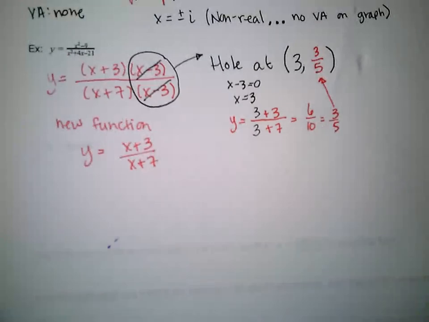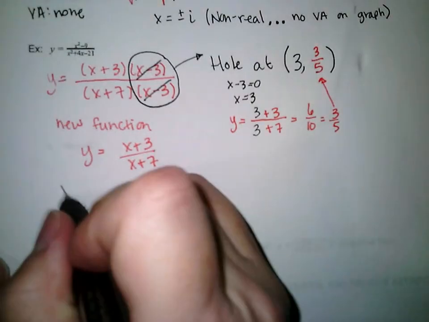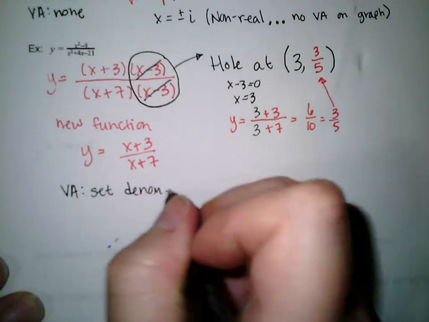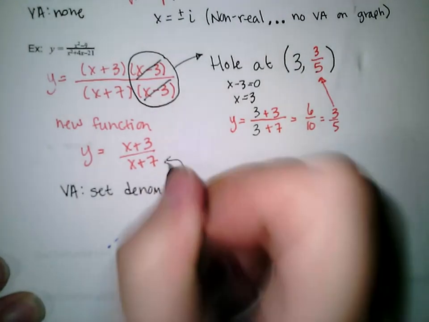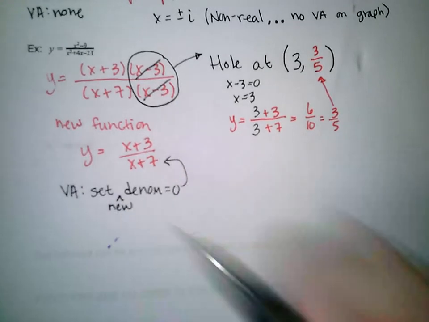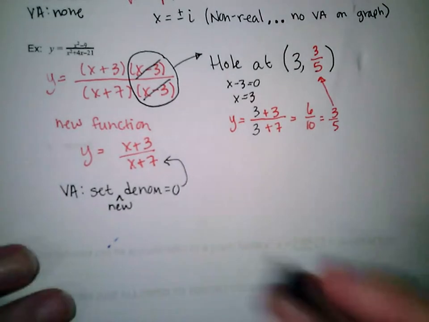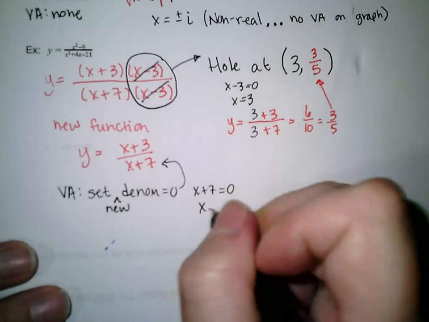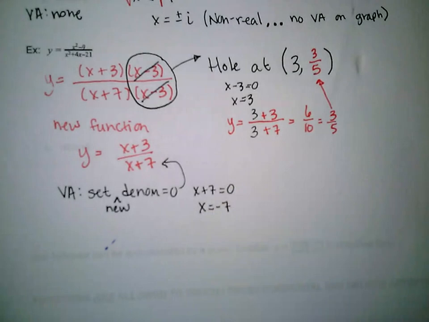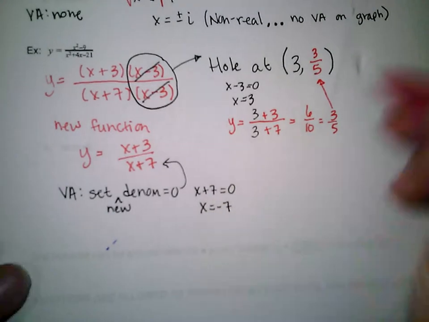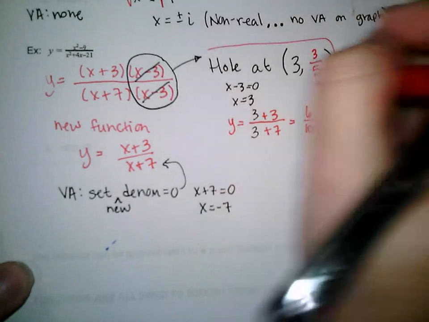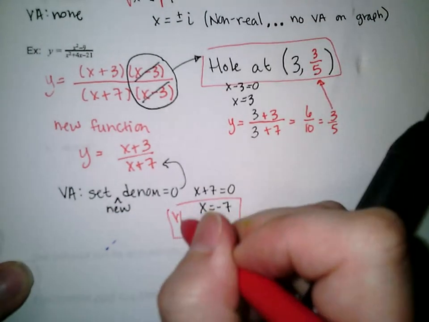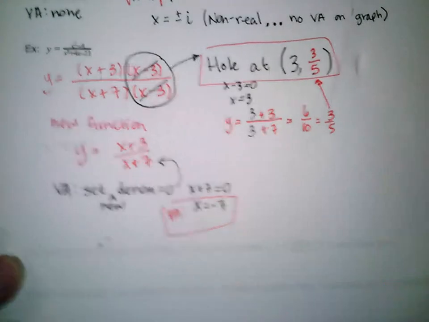Then to get the vertical asymptote, we are going to set the denominator equal to 0. And the one that we want to set equal to 0 is the new denominator. So I'll go ahead and add in there, set the new denominator equal to 0. So x plus 7 equals 0 gives us x equals negative 7. So we've got a hole at 3 comma 3/5 and a vertical asymptote at x equals negative 7.